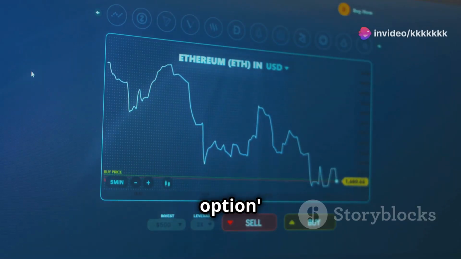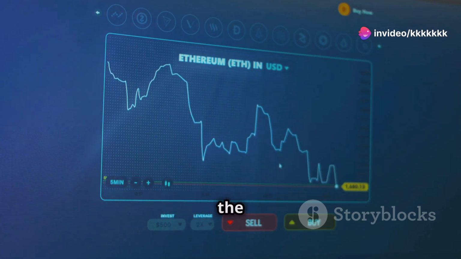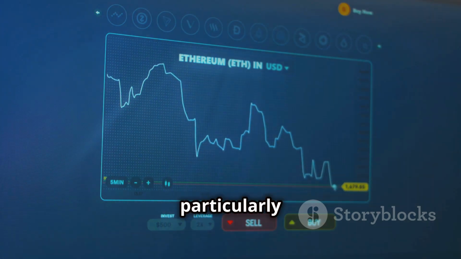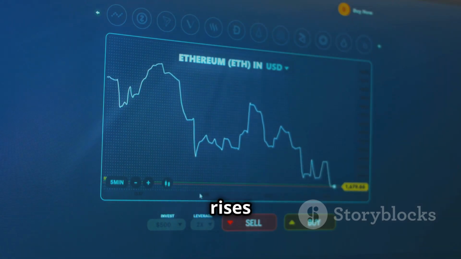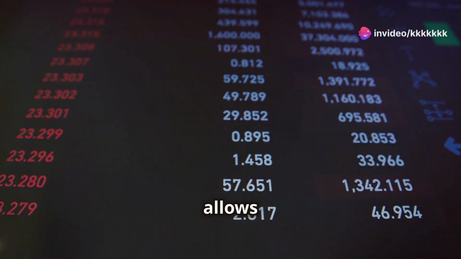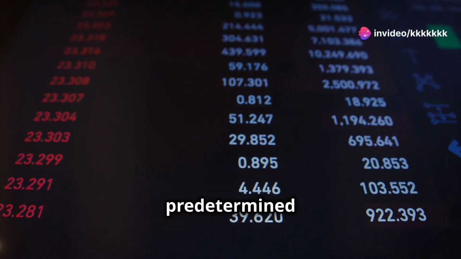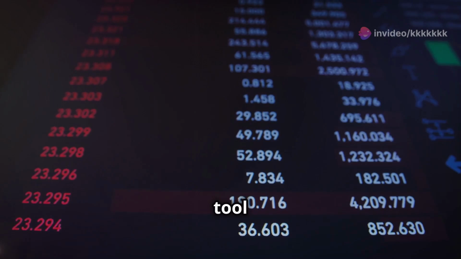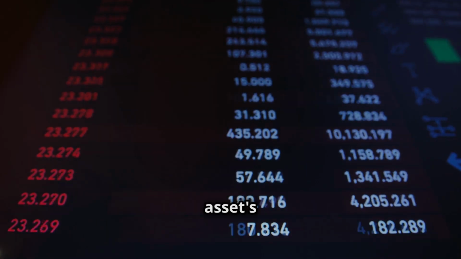A call option gives the buyer the right, but not the obligation, to buy an asset at a specific price within a certain period. This can be particularly advantageous if the asset's price rises significantly. Conversely, a put option allows the buyer to sell an asset at a predetermined price before the option expires. This can be a valuable tool for protecting against a decline in the asset's value.